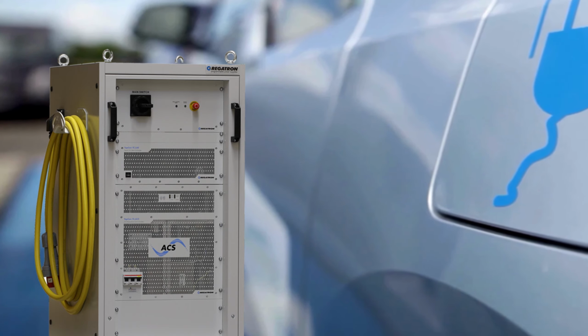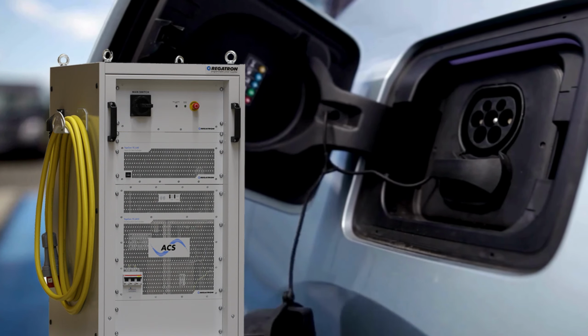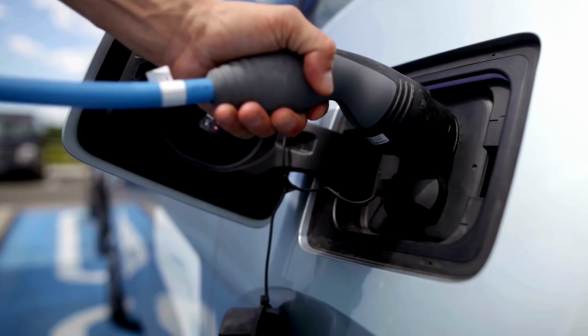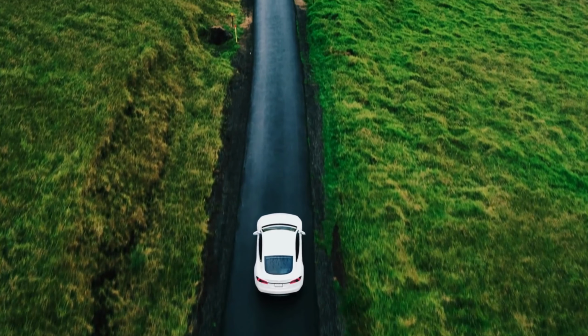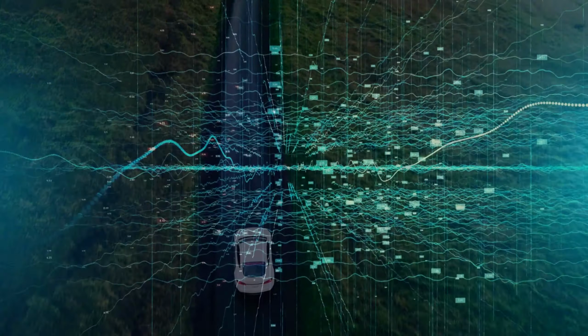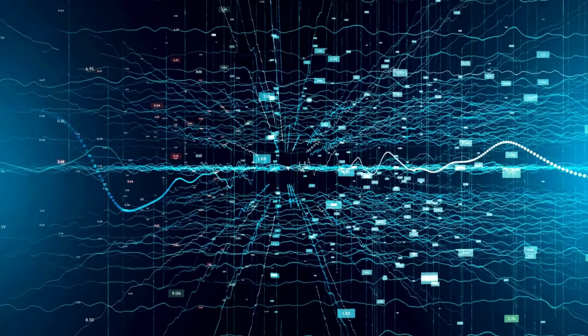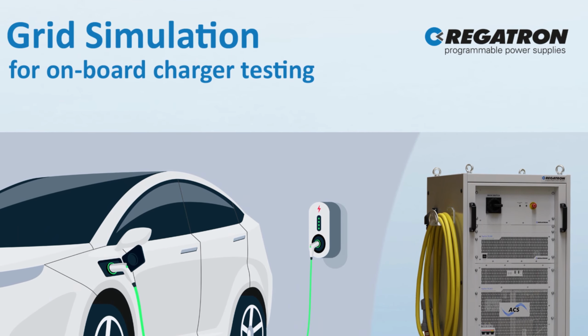New function in TC.ACS Grid Simulator allows higher currents when testing single-phase onboard chargers for e-cars. Regatron's grid simulators offer significant advantages when testing chargers up to 22 kVA. Now, double the rated current is available in single-phase operation. Learn more in this video.